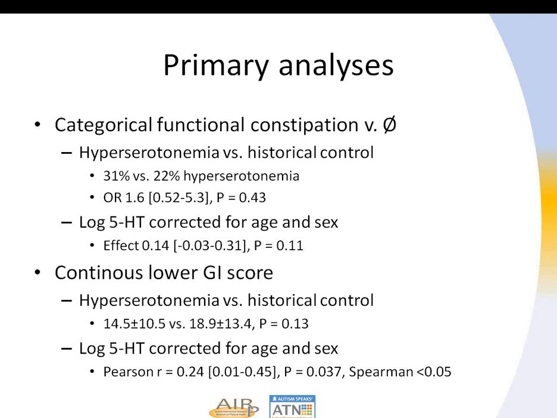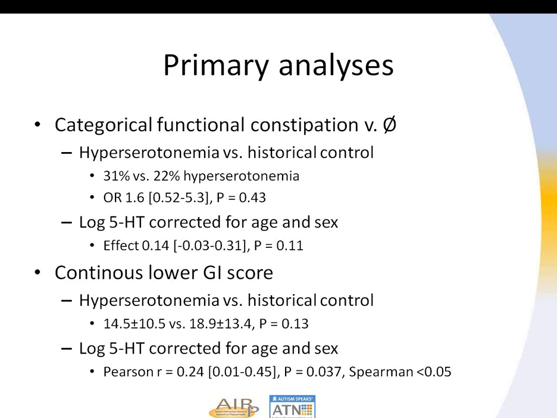So in the primary analysis, we first looked at categorical functional constipation based on Rome 3 criteria versus no GI disorder. Initially, doing the least powerful analysis, looking at the category of hyperserotonemia versus non-hyperserotonemia using the historical control, we found that there was a numerical difference, but not anywhere close to statistical significance. Then when we approach it as a quantitative analysis with regard to serotonin levels, we find that there's still not a significant relationship, but a numerical effect again, and certainly closer to statistical significance.